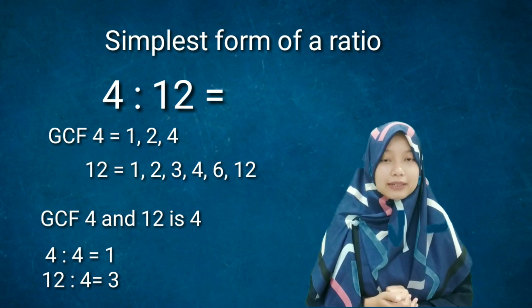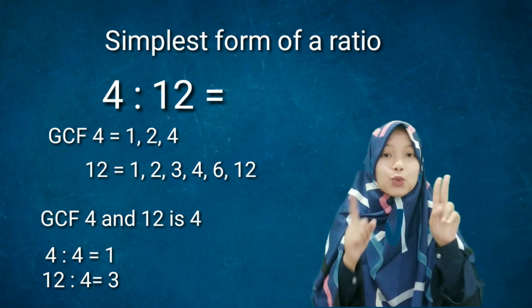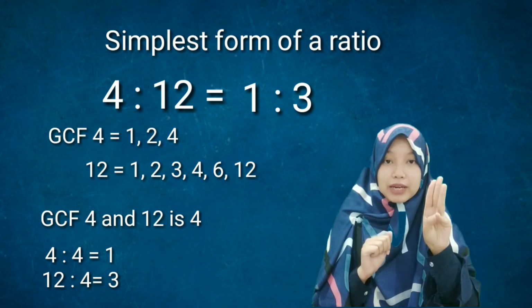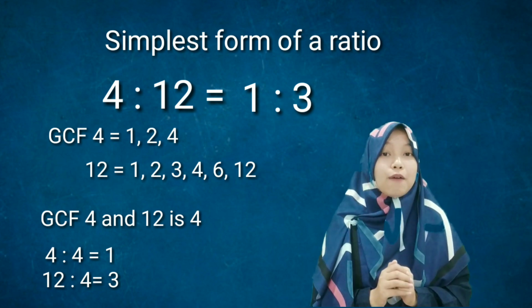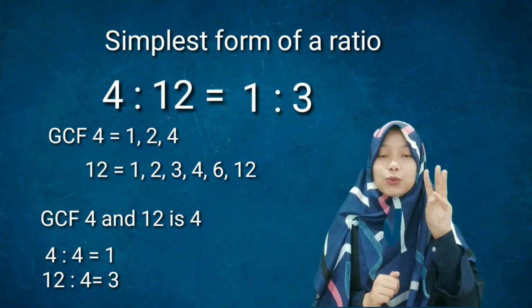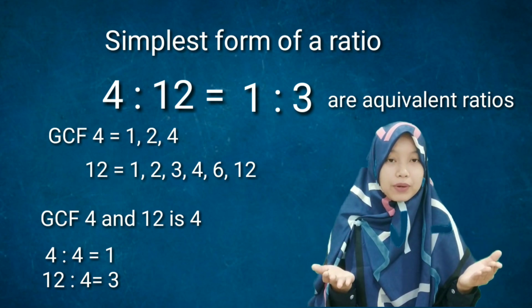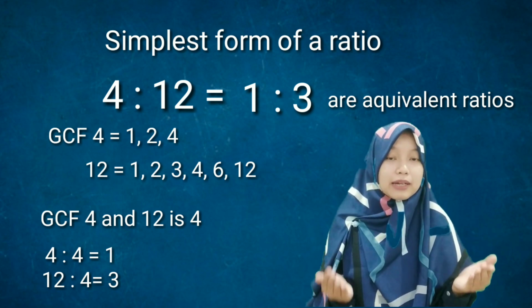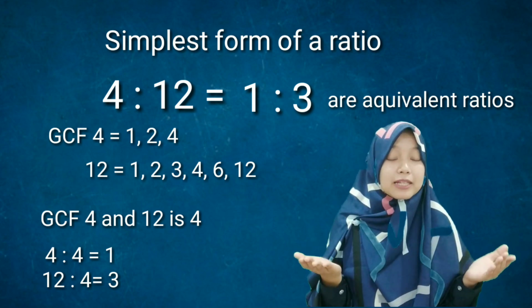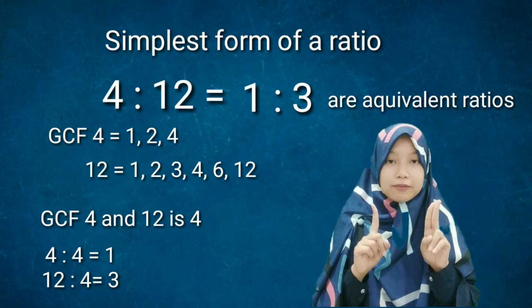It means the simplest form of the ratio 4:12 is 1:3. 4:12 and 1:3 are equivalent ratios. It means 1:3 is the simplest form of the ratio 4:12.